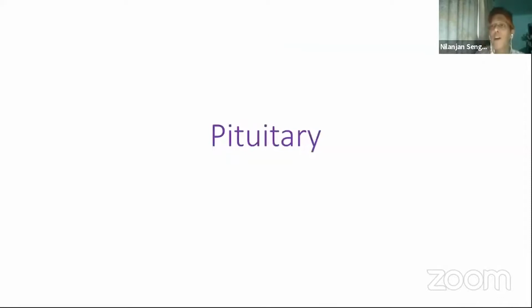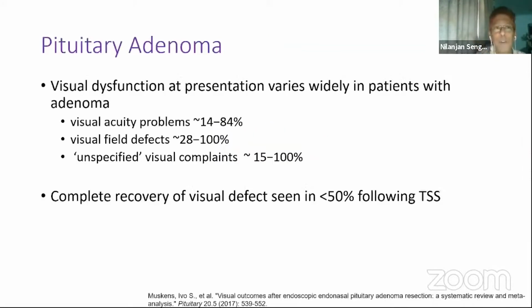Now we move on to other endocrine conditions. Let's start with pituitary. Pituitary adenomas, the macroadenomas, can compress the optic chiasma and the optic tract because of the anatomical proximity and cause visual abnormalities.